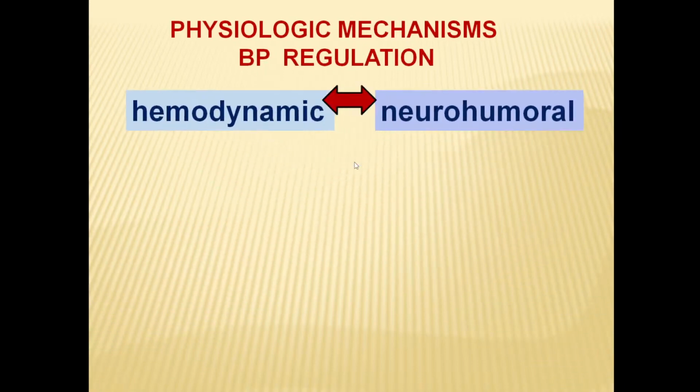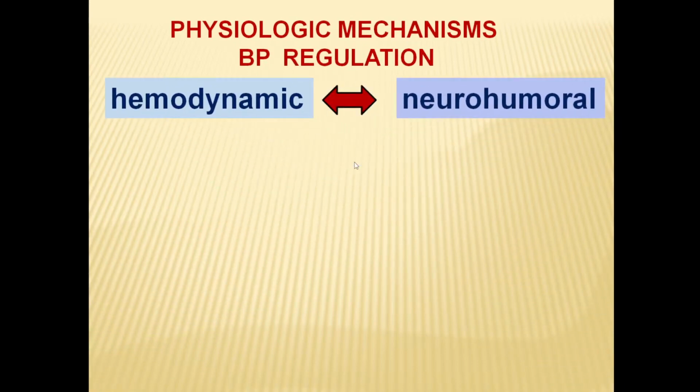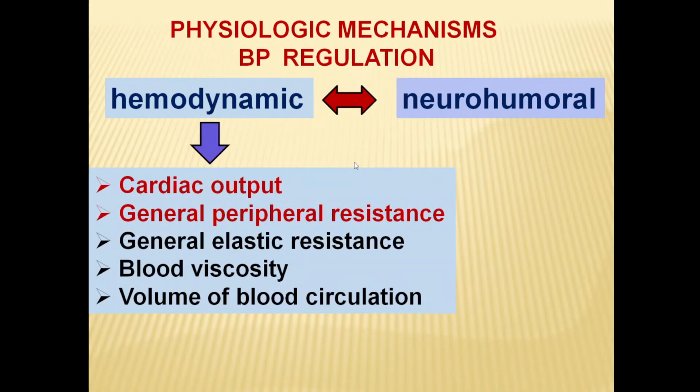I want to remind you of the physiological mechanisms of regulation of blood pressure. You studied them in normal and pathophysiology classes, but I want to recall some main principles. Blood pressure is regulated by two mechanisms in our organism, hemodynamic and neurohumoral. Hemodynamic factors are first of all cardiac output, systolic pressure, and general peripheral resistance of vessels, diastolic pressure, which is tightly correlated with elasticity of the peripheral vessels, blood viscosity, and volume of circulated blood.